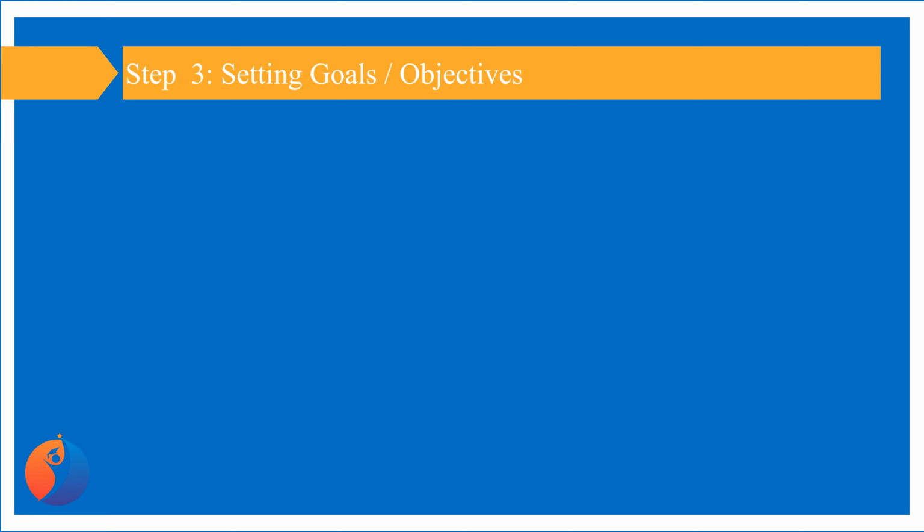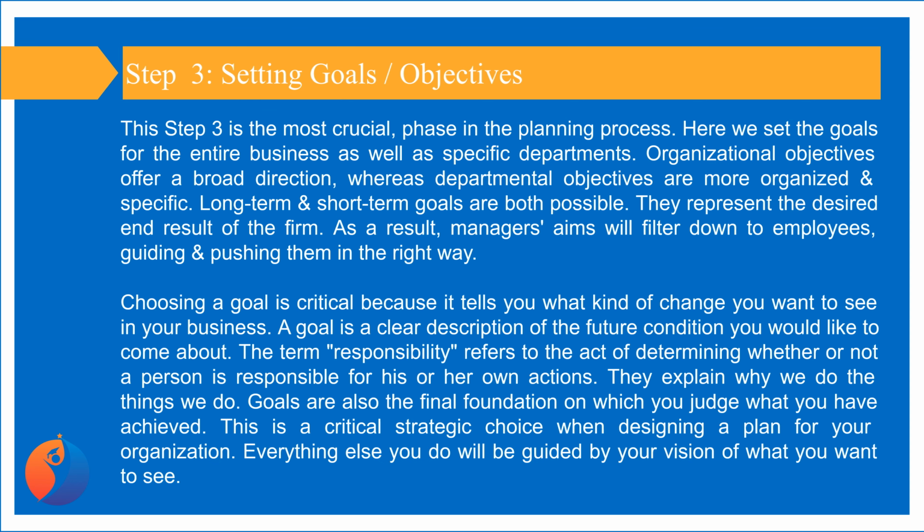Step 3. Setting goals/objectives. This step 3 is the most crucial phase in the planning process. Here we set the goals for the entire business as well as specific departments. Organizational objectives offer a broad direction, whereas departmental objectives are more organized and specific. Long-term and short-term goals are both possible. They represent the desired end result of the firm. As a result, managers' aims will filter down to employees, guiding and pushing them in the right way.